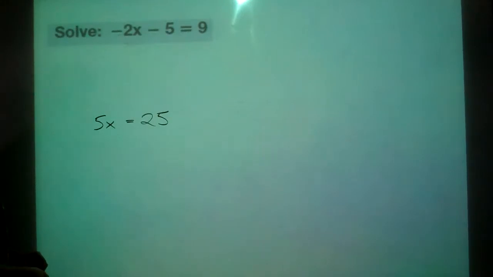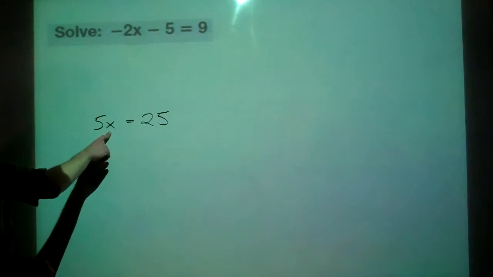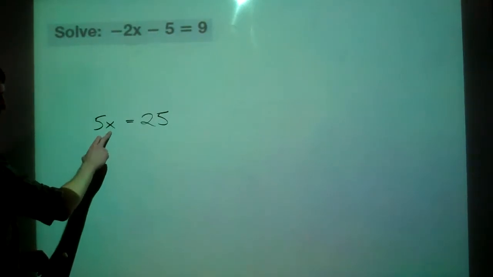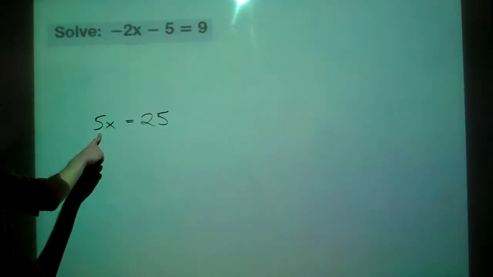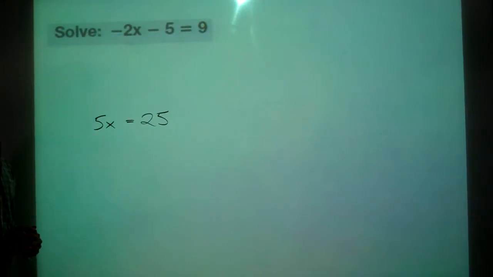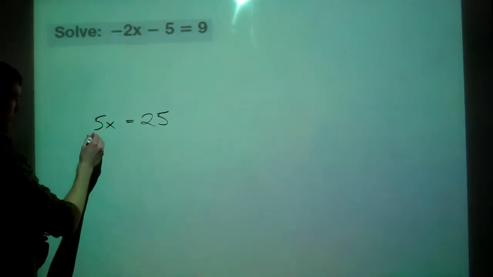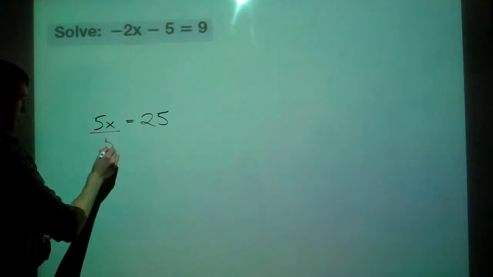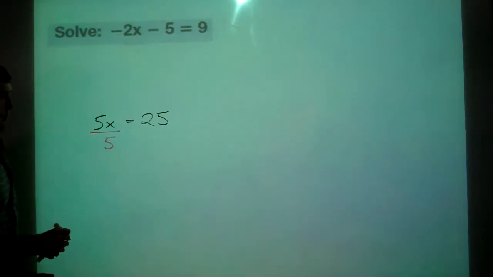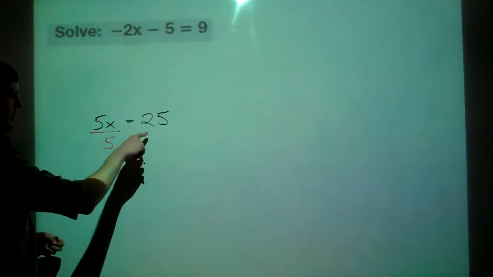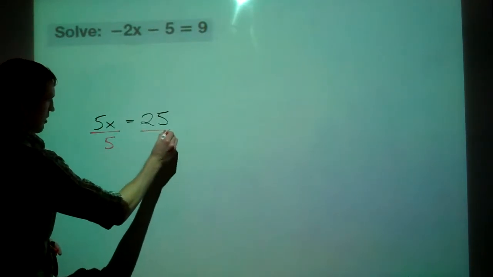If we didn't know that 5 times 5 got us to 25, we could do the opposite or the inverse of what is happening to our variable. So let's look at our variable x. What's being done to it? Well, we're multiplying it by a 5. So the thing that we want to do is the opposite or the inverse of that, which is divide by a 5. But whatever we do to one side, we have to do to the other.